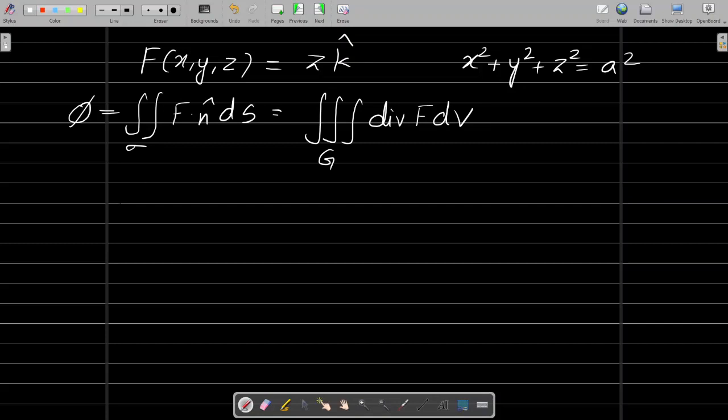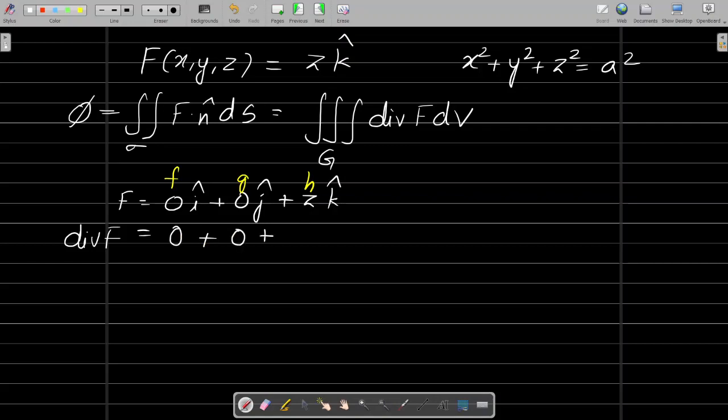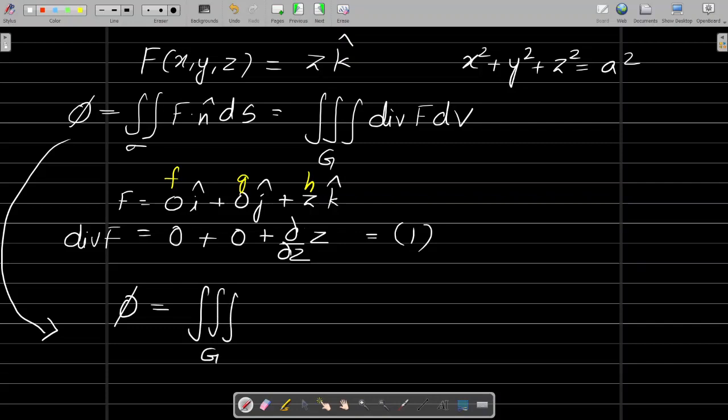Now F here is 0i plus 0j plus zk. So the divergence of F, where these are your small f, g and h respectively, will be dou f by dou x, which is 0, plus dou g by dou y, which is 0, plus dou z by dou z. So you have dou by dou z of z, which is equal to 1. So the divergence is 1. So the flux integral phi is equal to the triple integral over G of 1 times dV.